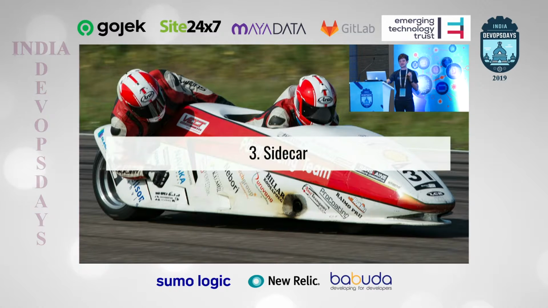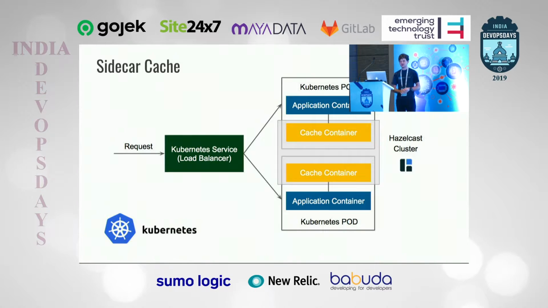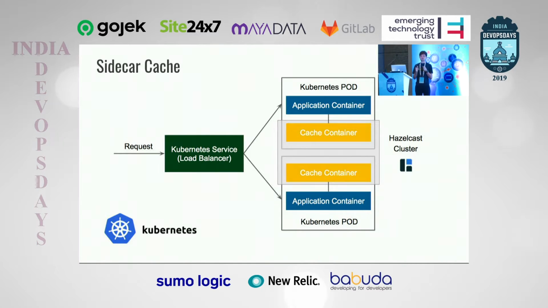So, the sidecar caching. This time, this diagram is Kubernetes specific, because the sidecar pattern is mostly seen in the Kubernetes environment. Kubernetes is now a super hot topic, but maybe a few words if someone didn't hear anything about Kubernetes.